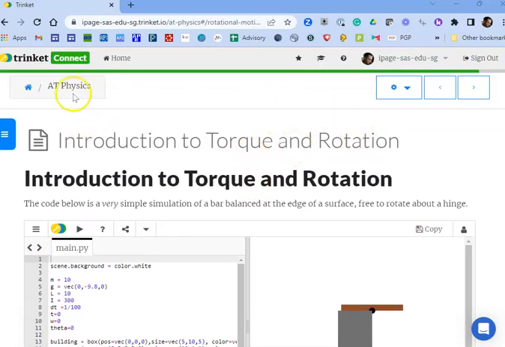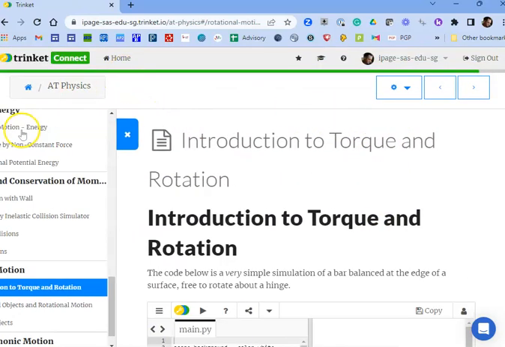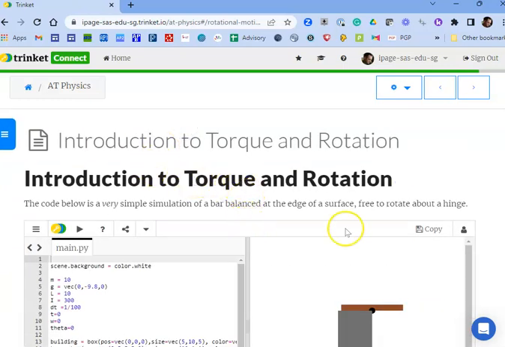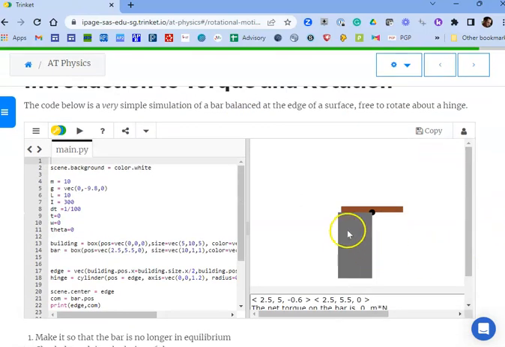So what I've done is navigated to our trinket page. I'm looking at the section under rotational motion, introduction to torque and rotation. We'll start off with this scenario where we have a piece of wood, or a bar, that is hinged on top of a building. If I run it right now, it currently doesn't do anything yet because everything's perfectly in equilibrium.